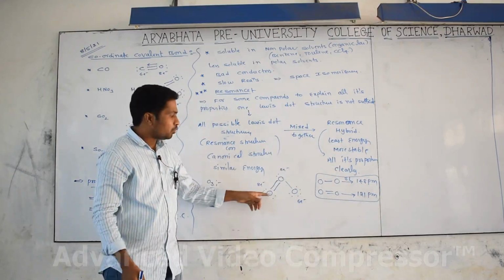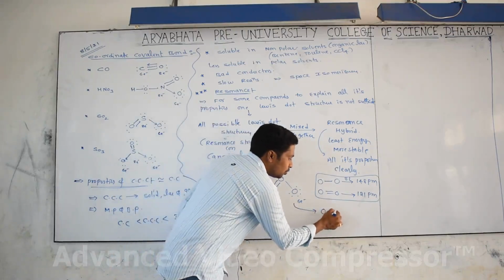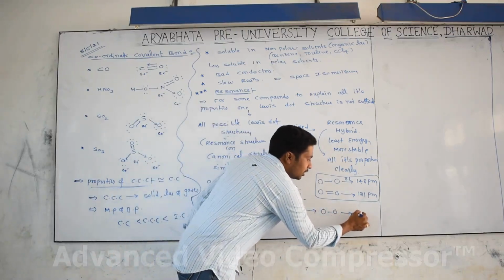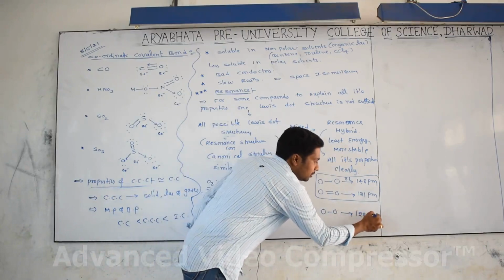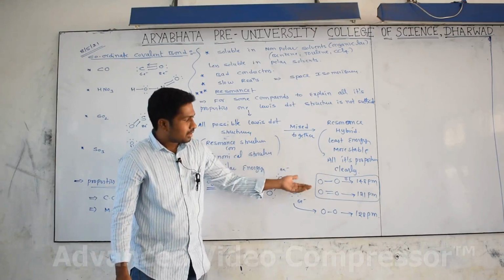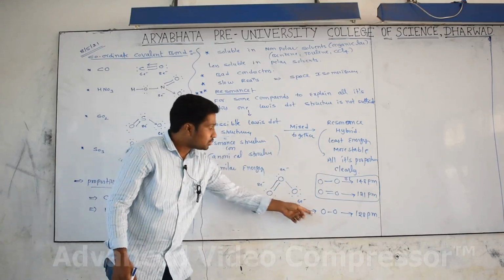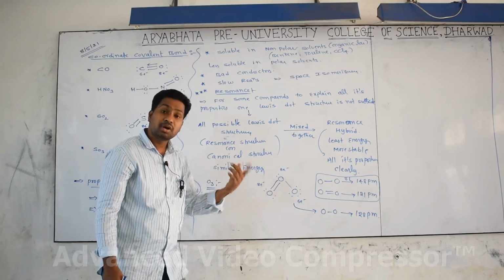But in the ozone molecule, the O-O length is coming 128 picometers. Not giving 148, not giving 121, but giving 128 picometers. But that value is not explained by this structure. Then what do we have to do?